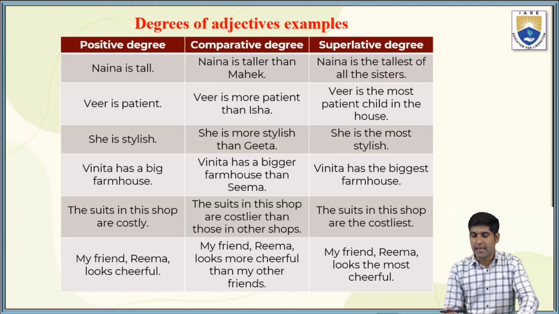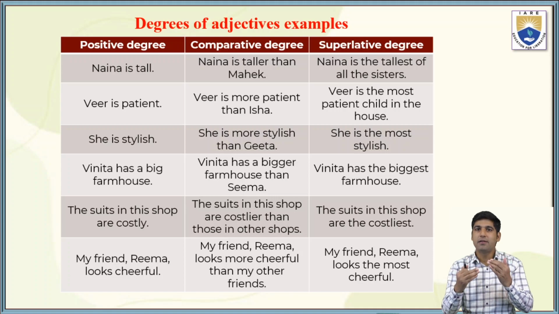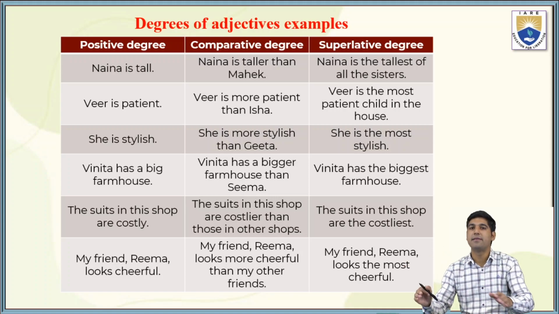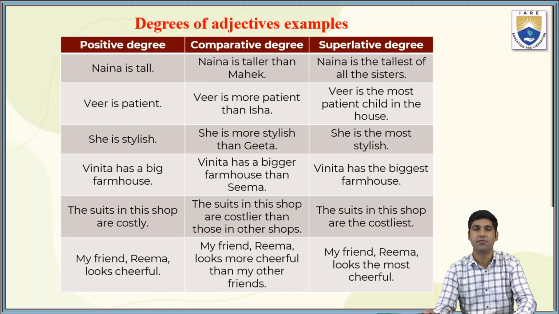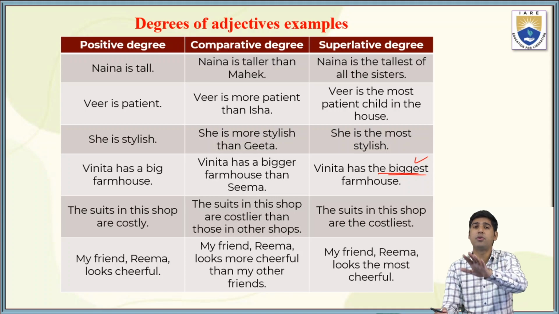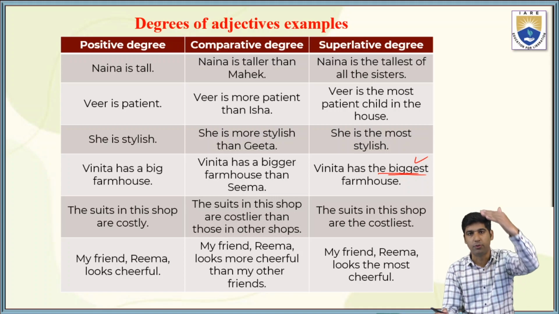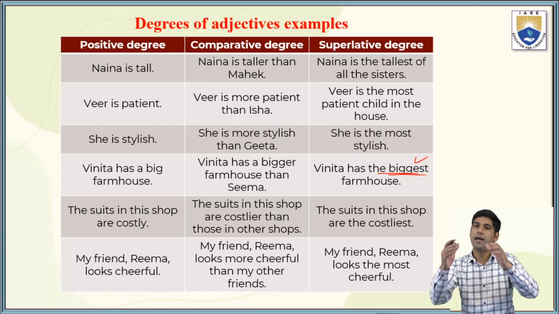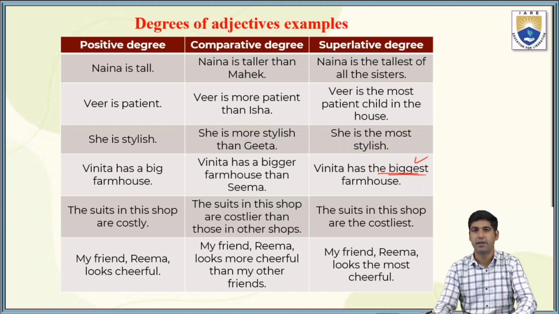Then Vinita has the biggest farmhouse. When I say Vinita has the biggest farmhouse, it's already understood that no other person has such a big farmhouse as Vinita possesses. Why? Because when we use the third form, it's already understood that there is no comparison above this. It's the last degree, the superlative degree.